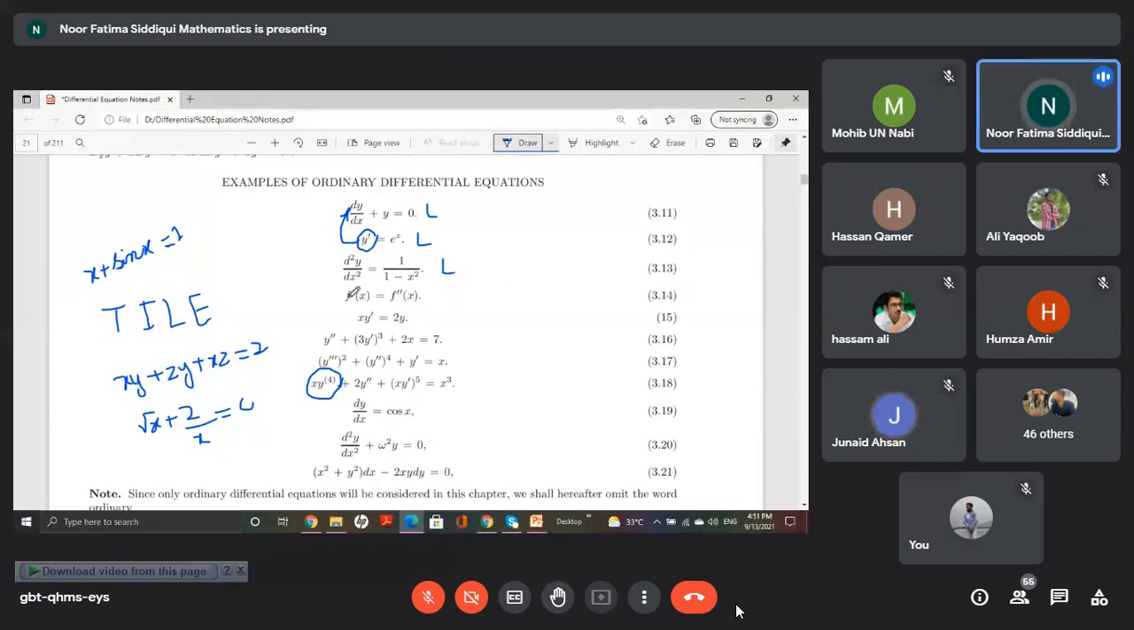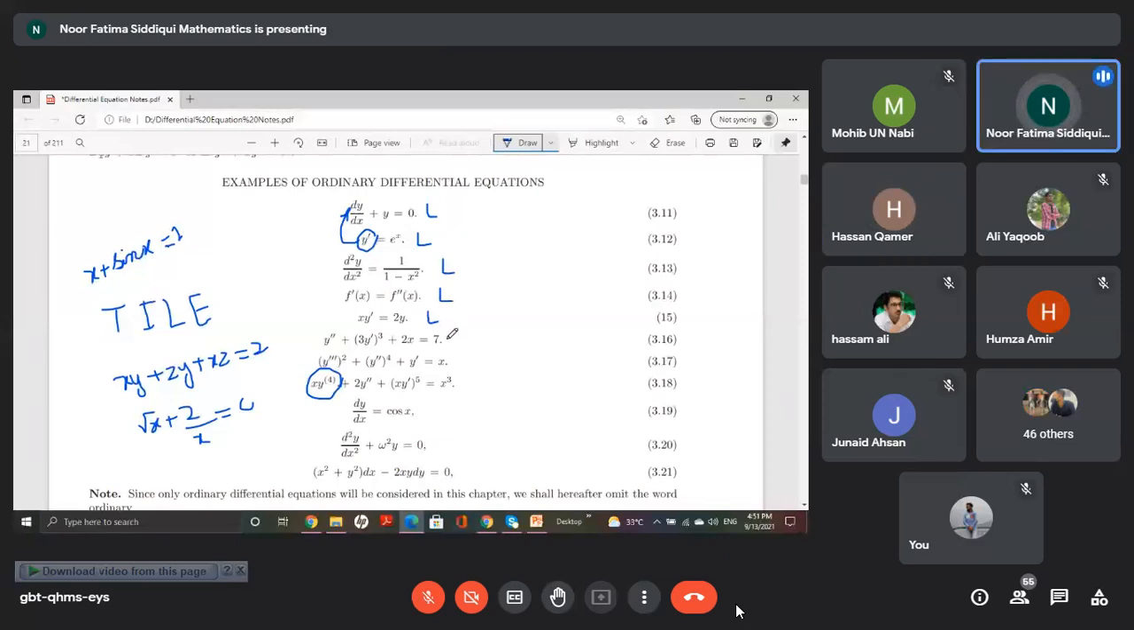It is also linear. The function is unknown, but still we can identify it as linear or non-linear. Why? Because it is not appearing with any product of dependent variable. It is not appearing with any rational power. No trigonometric function is there. So it is simply a linear equation. Similarly, 3.15 is also linear.